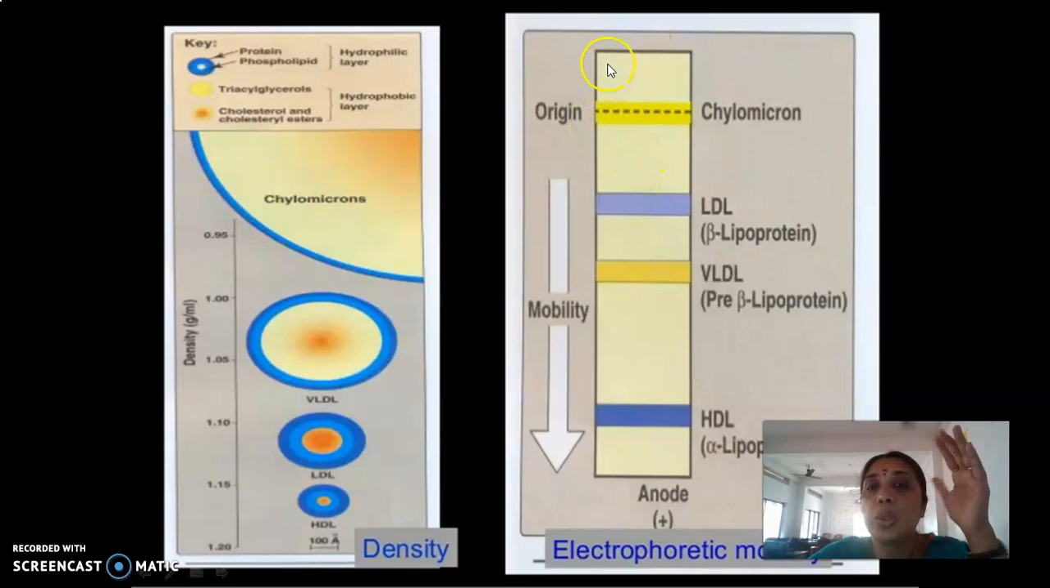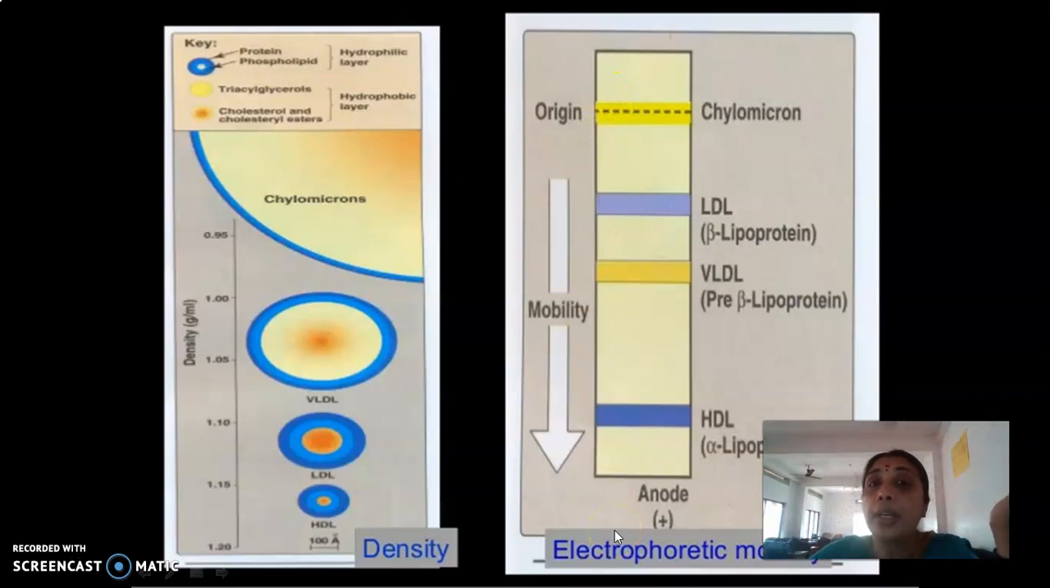Clear, that's a stain which is used for separation of lipoproteins. So the serum is mixed with this stain and subjected to electrophoresis. It moves from cathode to anode. We know the proteins have negative charge, so the protein which has the maximum negative charge will move at the fastest rate.